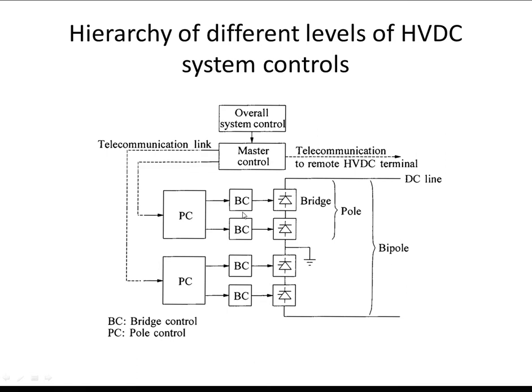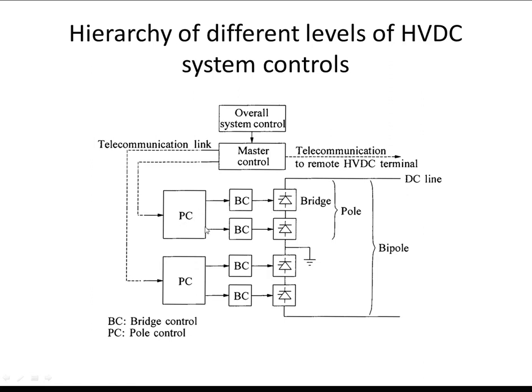Bridge control you can see here. This bridge control determines the firing angle instants of the valves within the bridges and defines the alpha minimum and gamma minimum limits. The bridge control gives a signal to these bridges that have the valves. The signal is nothing but a firing angle, alpha or gamma limit. Alpha minimum and gamma minimum are defined by these bridge control actions, and based on that the signal is given to these bridges. Next is the pole control.